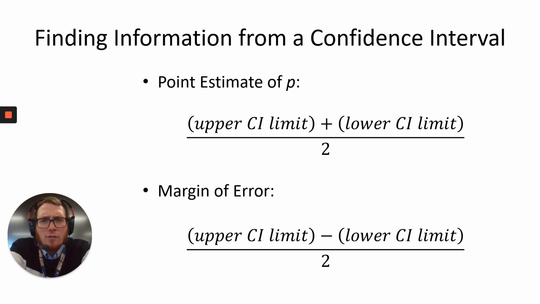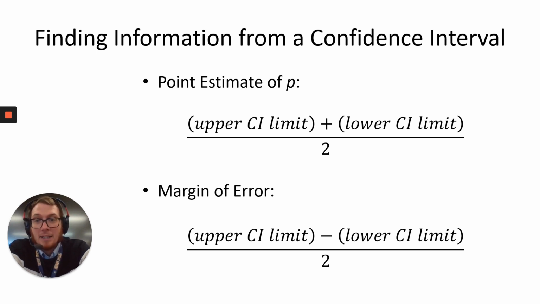There are some other questions from your homework that just deal with how to find the point estimate and how to find the margin of error. Essentially, to find the point estimate, you just take the upper limit and the lower limit of the class and divide by 2. Essentially, you're finding the midpoint.